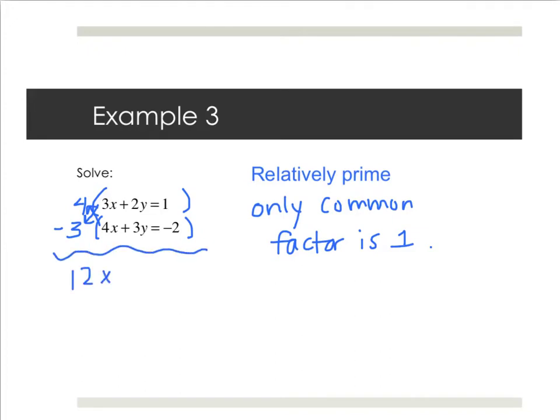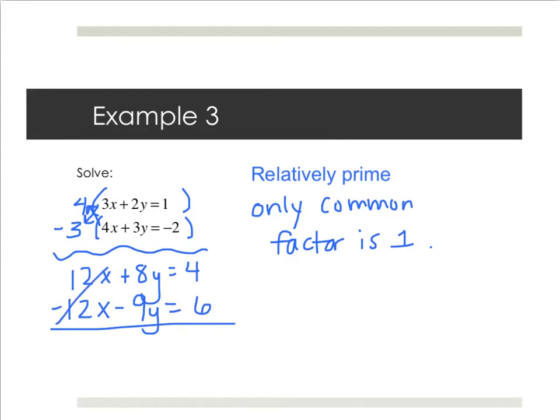It gives me 12x plus 8y equals 4, and it gives me negative 12x, there's the canceling part, minus 9y equals positive 6. And now I can add straight down. The x's are going to cancel. I'm going to get negative y equals 10. You can divide by negative 1, get y equals negative 10.